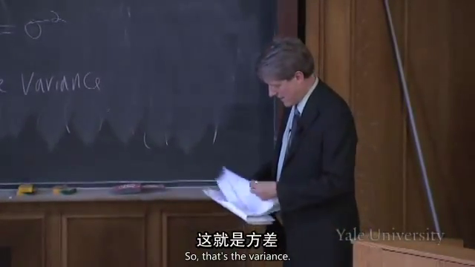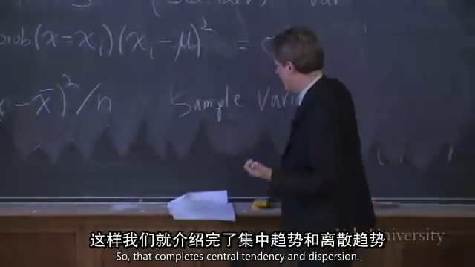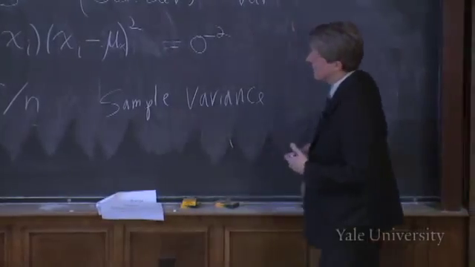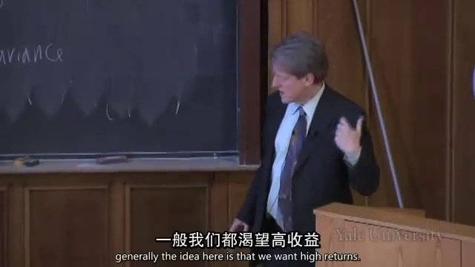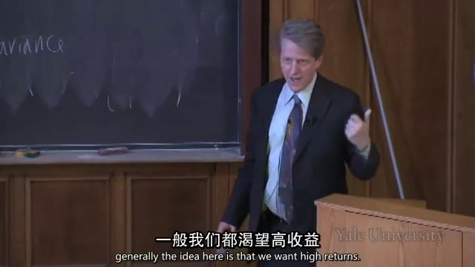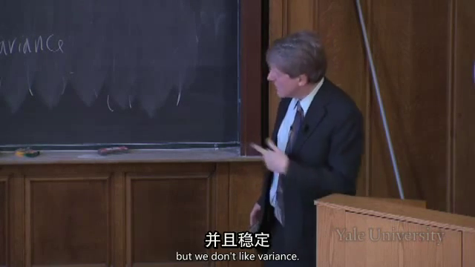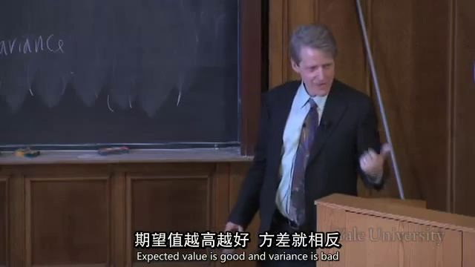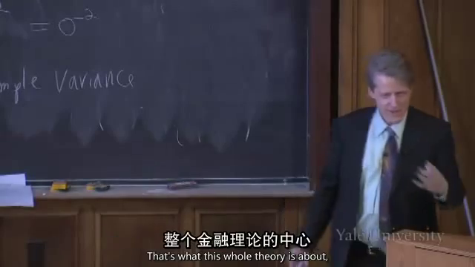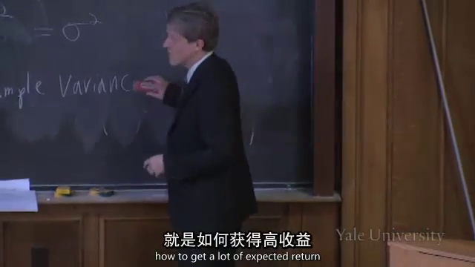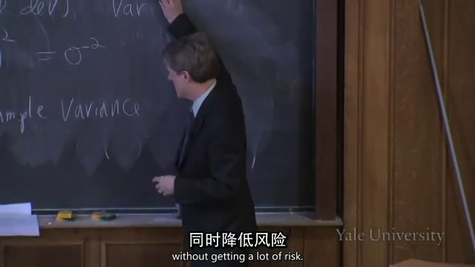So that's the variance. That completes central tendency and dispersion. We're going to be talking about these in finance as regards returns, because generally the idea here is that we want high returns. So we want a high expected value of returns. But we don't like variance. So expected value is good. Variance is bad, because that's risk. That's uncertainty. That's what this whole theory is about: how to get a lot of expected return without getting a lot of risk.